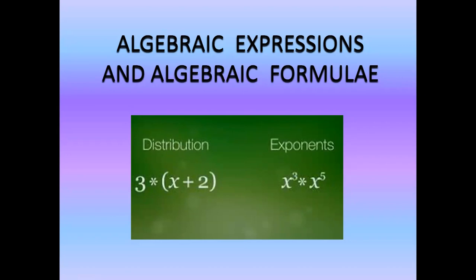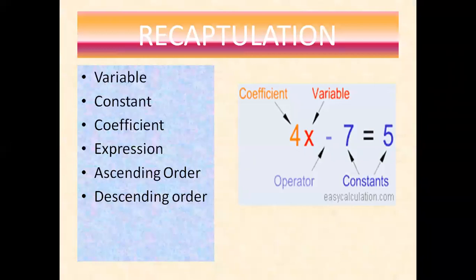So let us start our first topic. Here is recapitulation: variable, constant, coefficient, expression, ascending order, and descending order. You have already understood the concept of these 6 topics at class 7 level. So we are going to start the first recapitulation topic, that is variable.